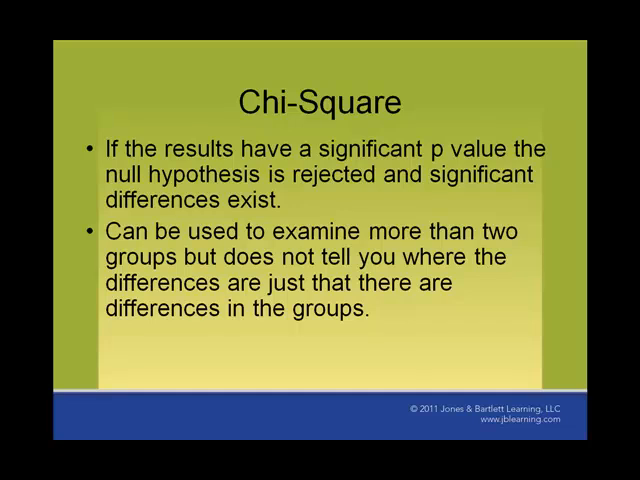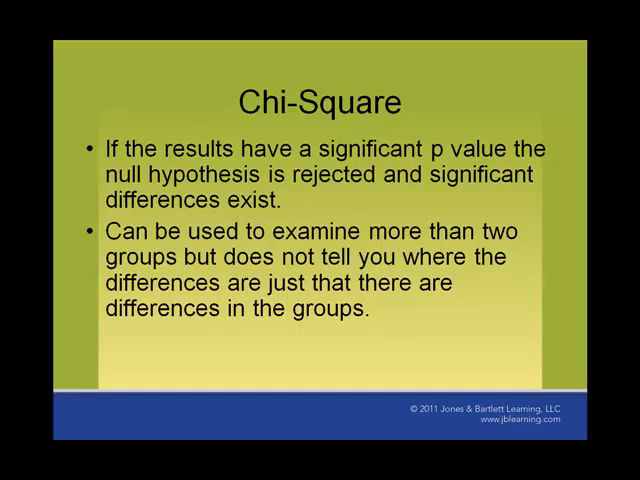Okay. So if we get a significant p-value, remember that means a p-value less than the set alpha, then the null hypothesis is rejected and significant differences exist. So in this example, like where we did with men and women, if our alpha is 0.05 and our p-value is 0.03, then we would say that there is a significant difference between the number of men and the number of women who need transfusions postoperatively.